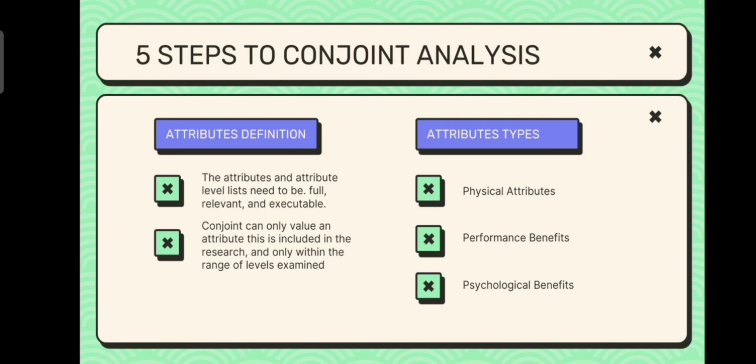Then, dapat din natin na ilagay yung attributes ng product natin na unique and yung different from the competitive offerings. Attribute levels must be comprehensive enough to capture all of the products that exist or soon to be exist. There are 3 types of attributes. The first one is the physical attribute.